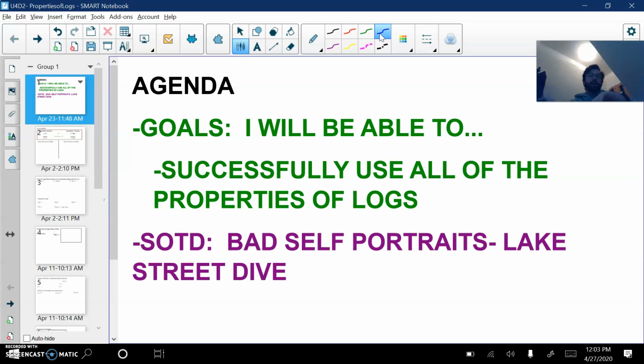All right, today we're talking about log properties. Okay, everyone remembers log properties from the years. I'm sure you've done these over the years.